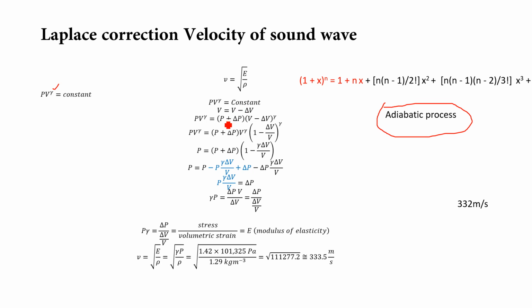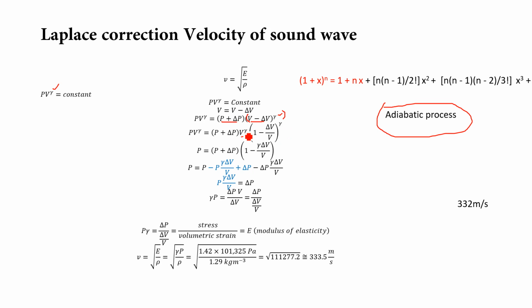Now again here, when we increase the pressure by del P, it will decrease the volume by del V. So we have PV whole power gamma is equal to (P plus del P) into (V minus del V) power gamma. Now solving this equation, we will have P plus del P, and taking V power gamma common from this side of the equation.